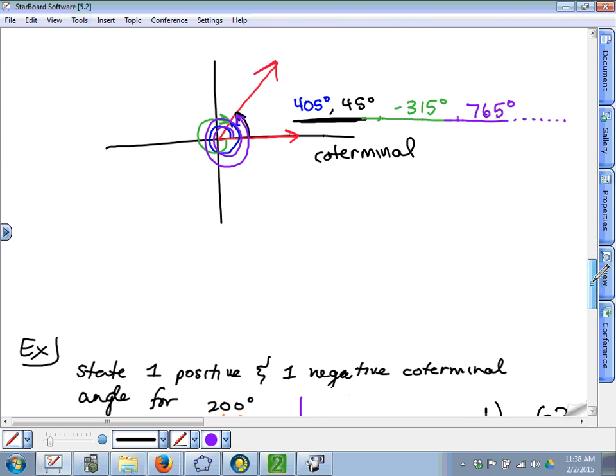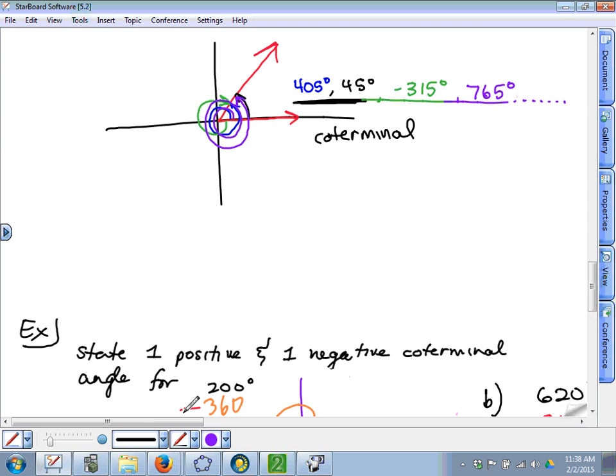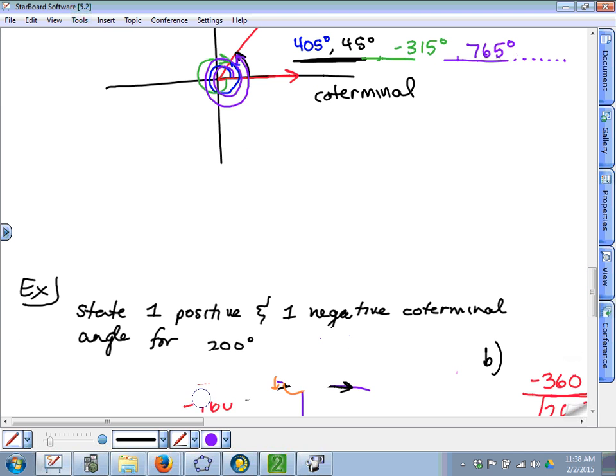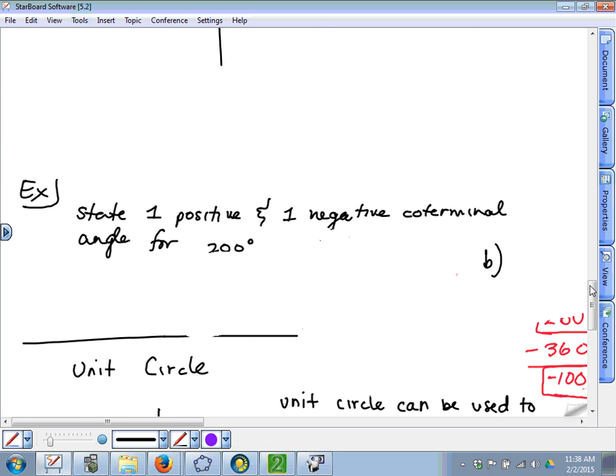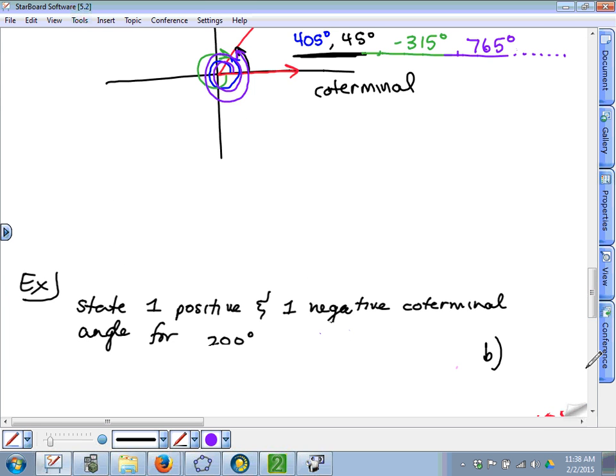Okay, so here's an example. This one's not in your book. So give me one positive and one negative coterminal angle for 200 degrees. Don't yell it out. Write it down on your paper. 200 degrees. And I want a positive and a negative coterminal angle for that.